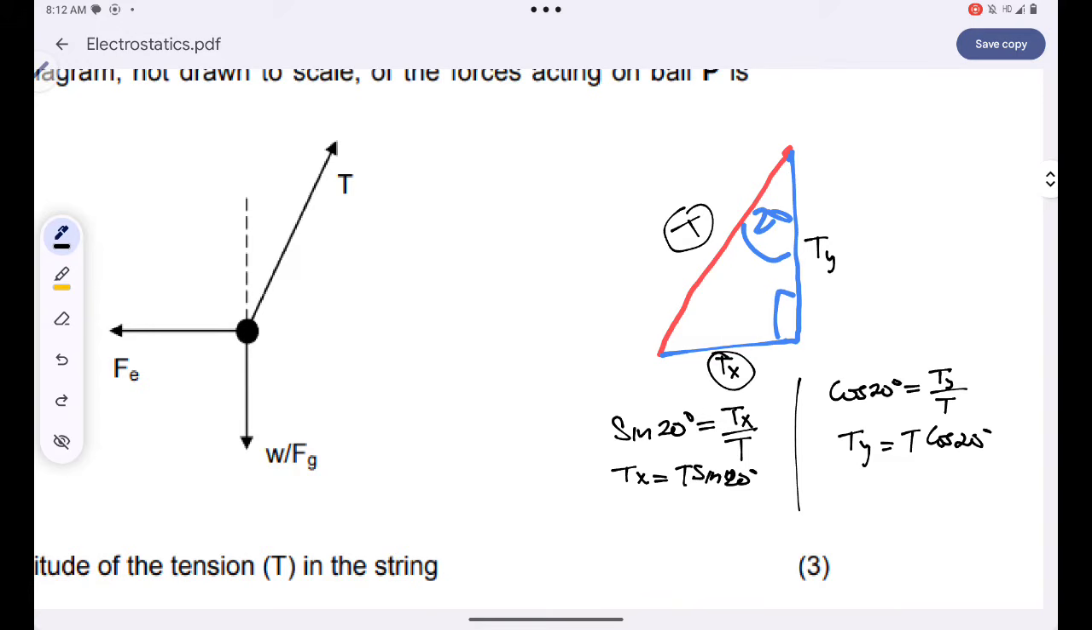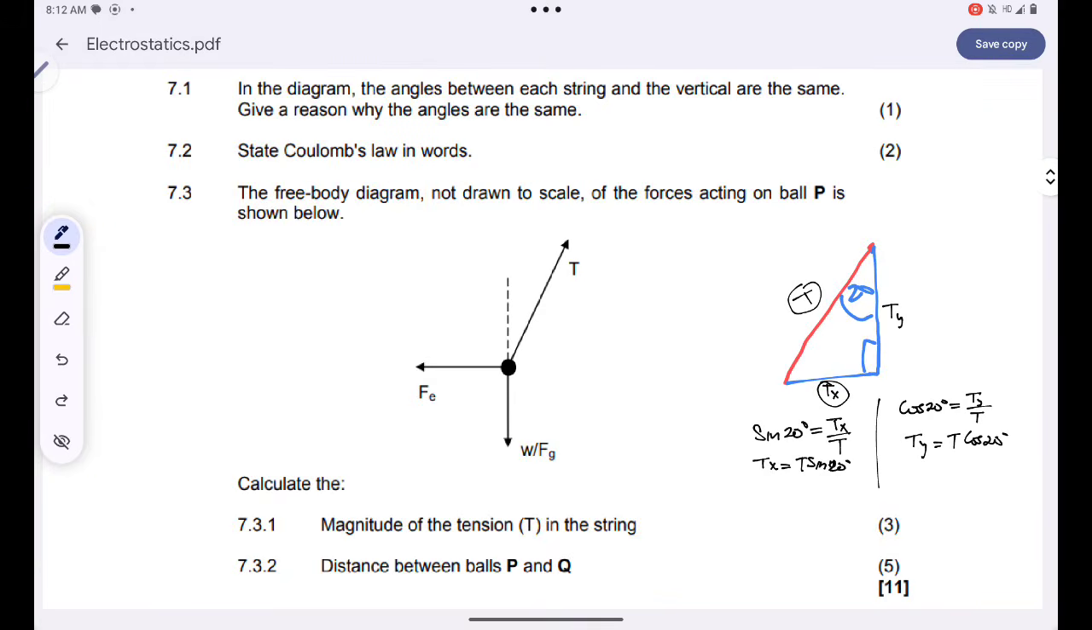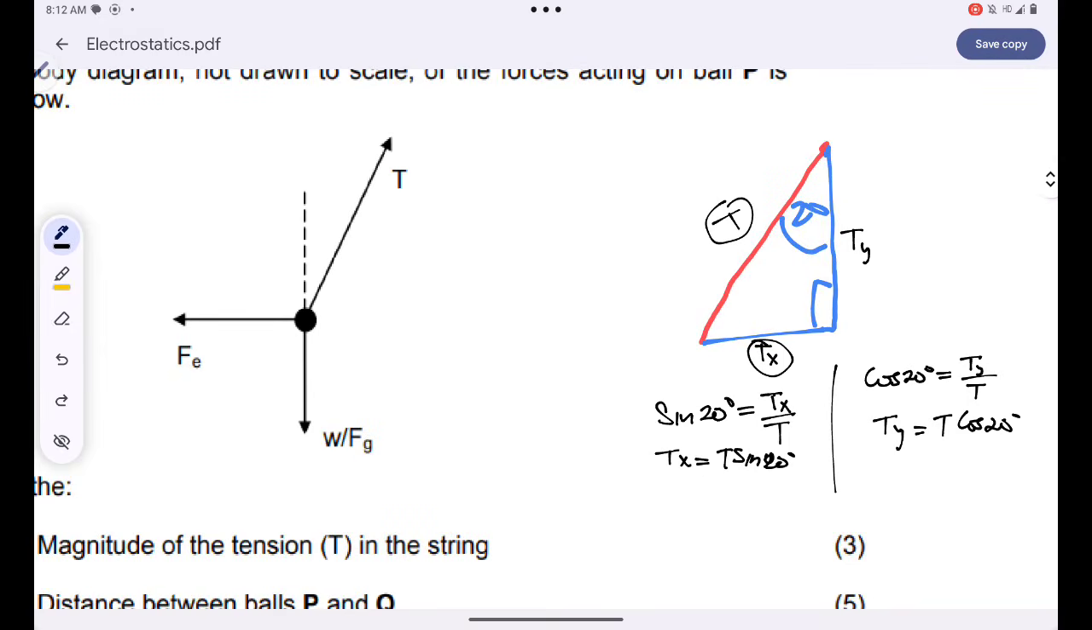Are you together? So instead of drawing my free body diagram like this, I can draw the one that has the components of my force. So this will be the vertical component and I'll have a horizontal component over there. So this will be Ty. I know Ty is equal to T cos of 20 degrees, and then this is T sine of 20 degrees. Are we together?